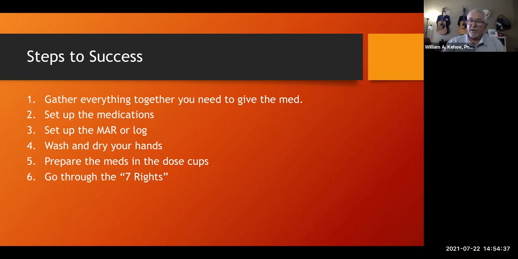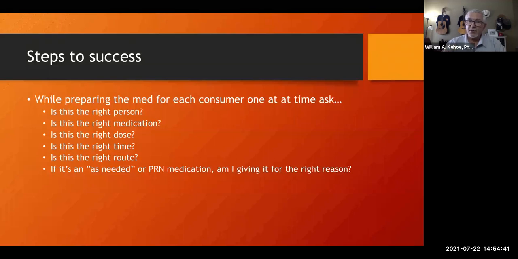And then you go through the 7 rights, making sure that you've done everything correctly. Is this the right person? Is it the right medication, right dose, right time, right route of administration? If it's an as needed medication, am I giving it for the right reason? So again, if you keep just these core 7 rights, or 5 rights, or 6, in your mind as you're preparing the medication, you're really unlikely to make a mistake. And never rush. Never rush.